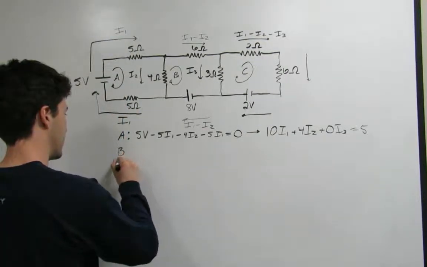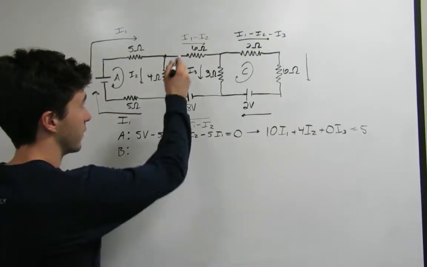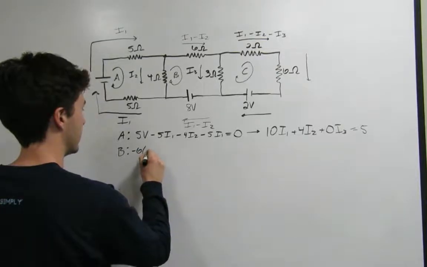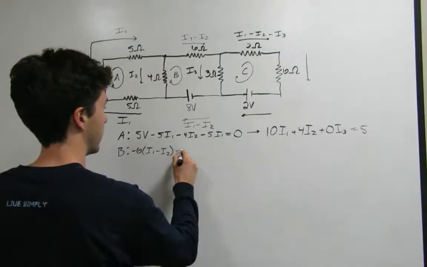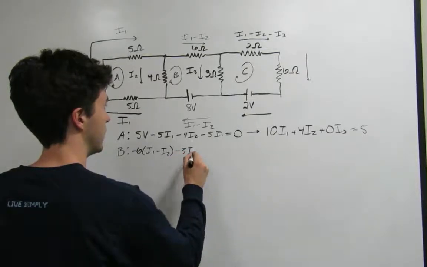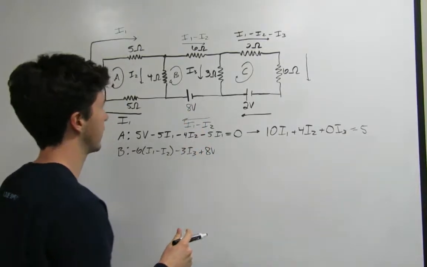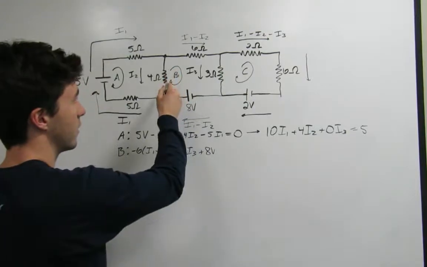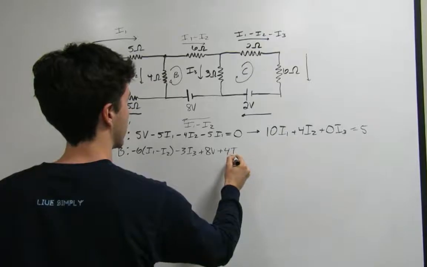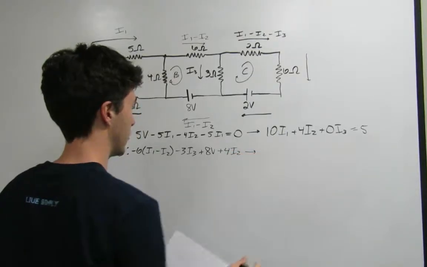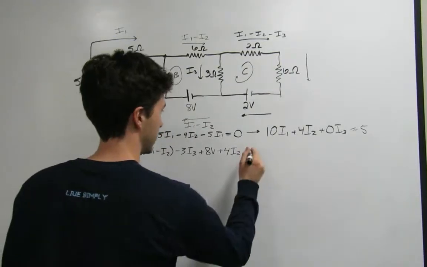Do the same thing for loop B. For loop B, we have a negative 6 times I1 minus I2. We have a negative 3 times I3. Then we have a plus 8 voltage battery right there. And then since we're going against the current this way, we're going to have a plus 4 I2. Okay? And this is going to equal 0.